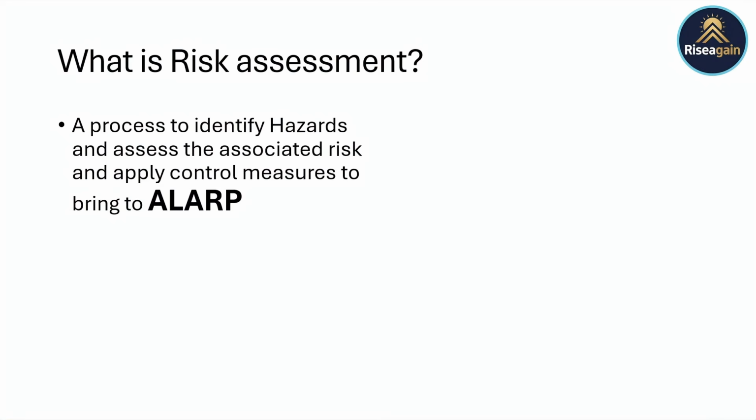So first of all, what is risk assessment? Risk assessment is a process to identify hazards, assess the associated risk, and apply control measures to bring it to ALARP. For example, if you have a workplace and there is some risk, you need to understand the hidden hazards in the project. So how do you understand that? First, you need to identify the hazards, and then assess the risk: what is the risk associated with those hazards? Then you apply control measures to bring it to ALARP. ALARP means as low as reasonably practicable.